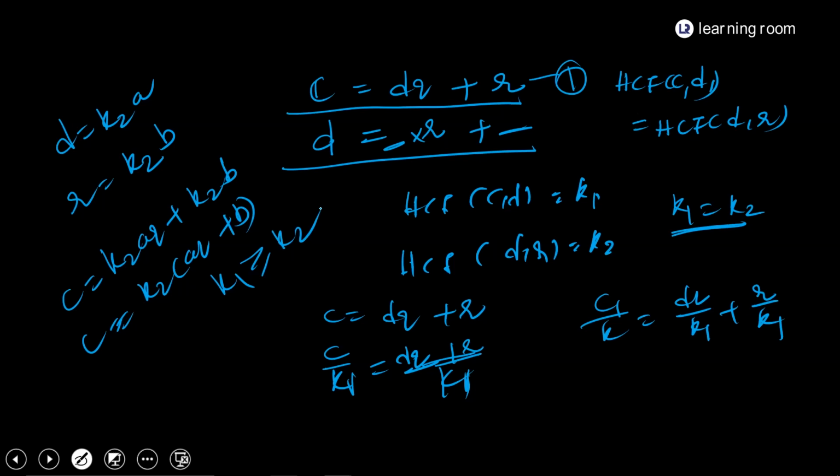Right? Now clear? So now we want to show that K2 must be greater than or equal to K1. Then only we can say that K1 is equal to K2. So for that, what do we need to do? Now also we need to show that K1 is a factor of R. We have shown that K1 is a factor of R. So K1 is a factor of R.